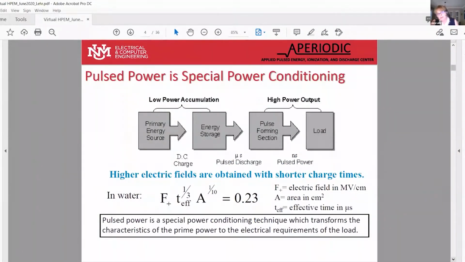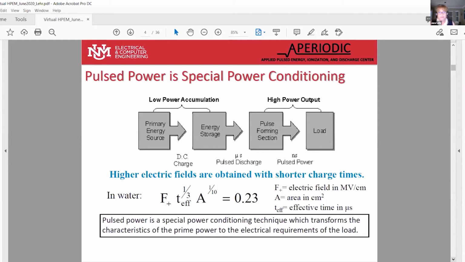So my favorite definition of pulse power is special power conditioning. And part of this, I like it to reflect that there's always a load and everything we're doing is a custom design specifically for that load. The Marx bank that we're going to talk about today is particularly useful for the energy storage stage. That's where you take a DC charge and you convert it into a pulsed high voltage, on the order of microseconds.